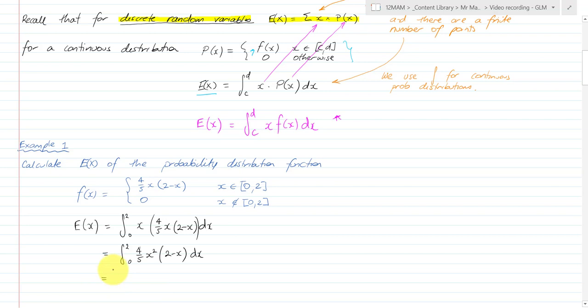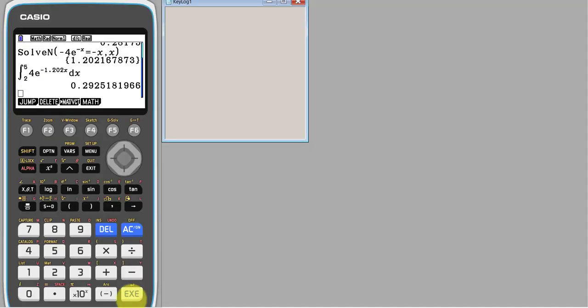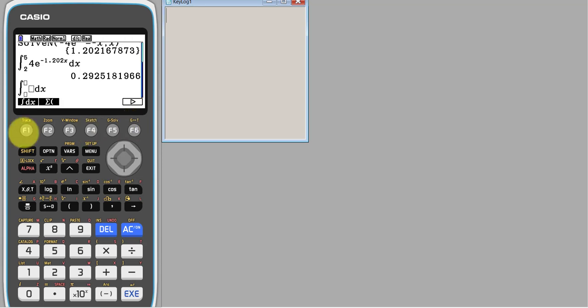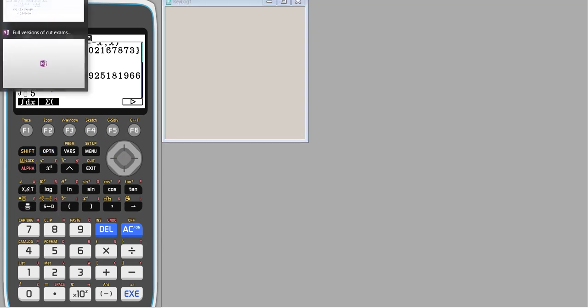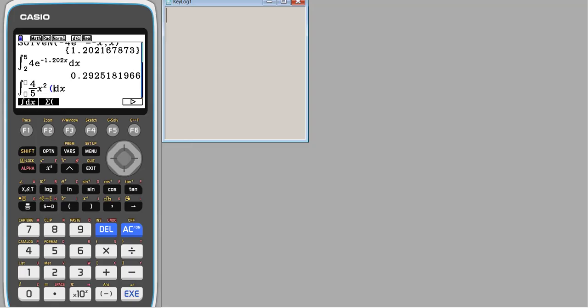You can integrate polynomials: you'd expand that bracket and integrate the cubic and the quadratic that comes with it. But in this case, I'm going to just quickly remind you how to do it on the calculator. We go to math, go across F6, then choose integrate. Inside the function, we've got 4/5 x squared, brackets, 2 minus x, close brackets, and then we go from 0 to 2, and we get 16 over 15.